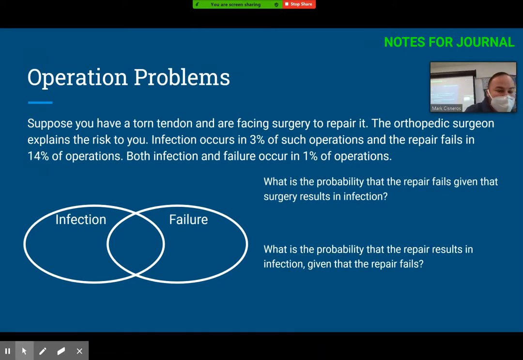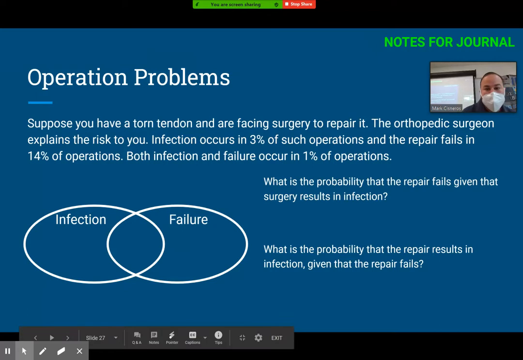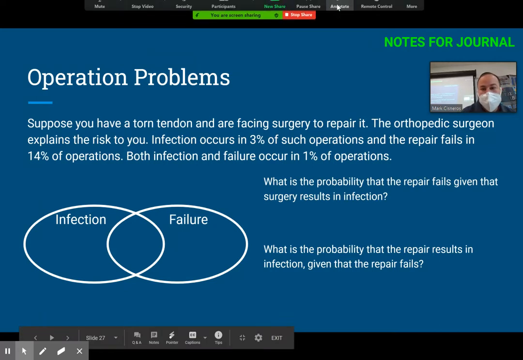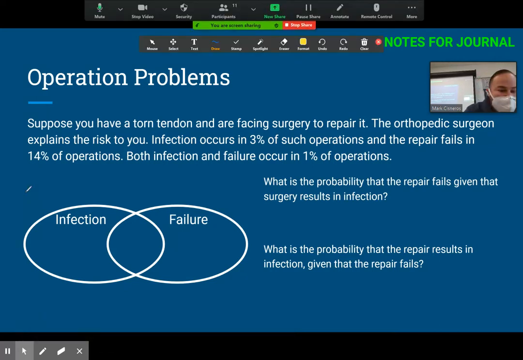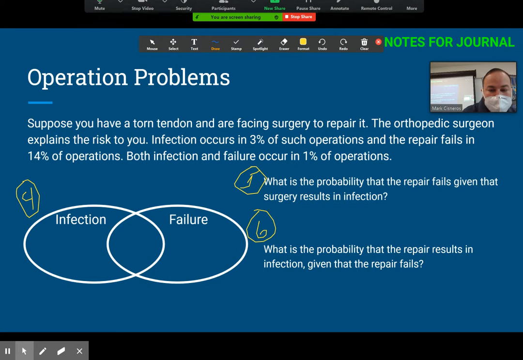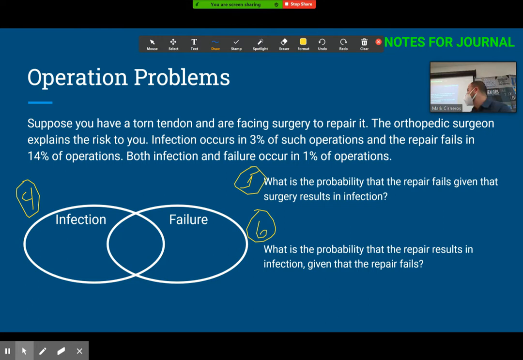All right. Again, don't write the prompt. This will be number 4, this will be number 5, and this will be number 6. But this time I didn't give you the notation. I gave you the word. You had to put the notation correctly. So I'll help you fill out the Venn diagram first.